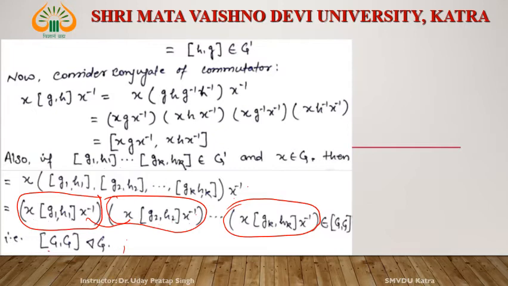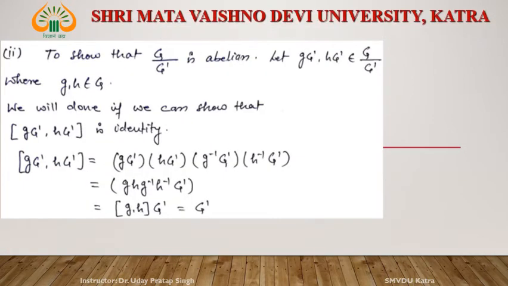What is G prime? That is the commutator subgroup of G. It means G prime is a normal subgroup of G. Okay, the first result is proved. What is the second result? Then G by G prime is abelian. We have to show this thing. What is the condition of abelian? If group G is abelian, then AB is equal to BA, right?